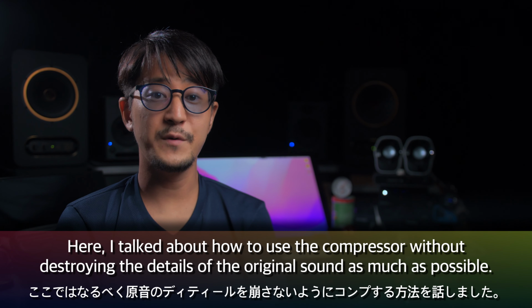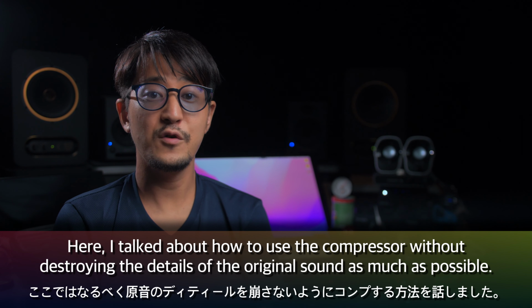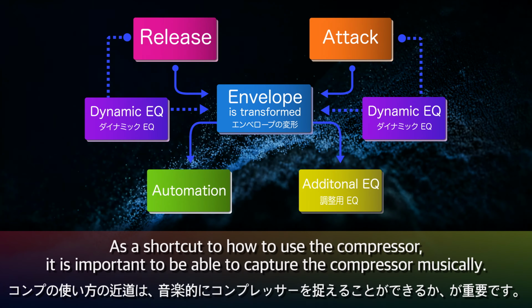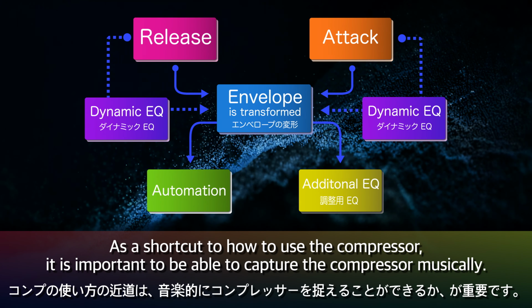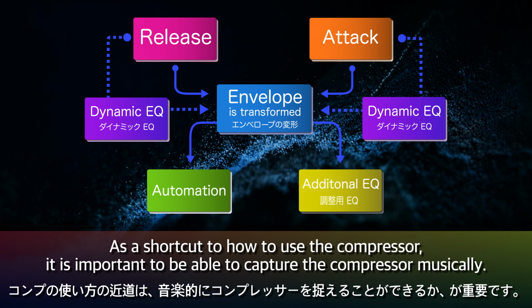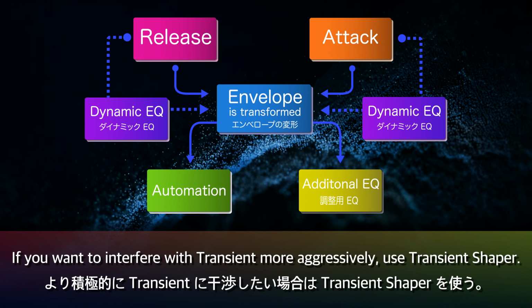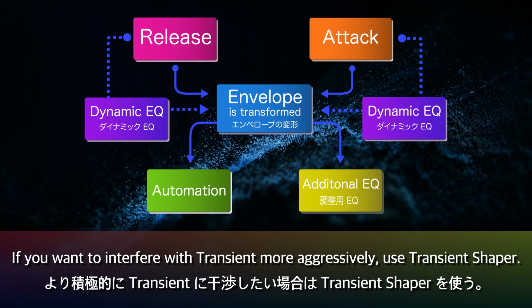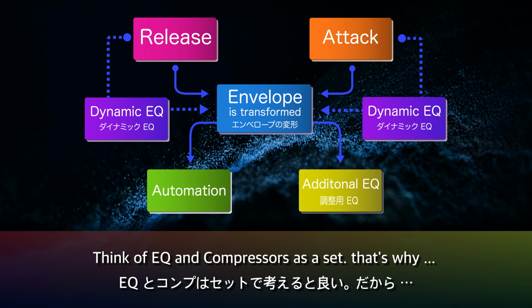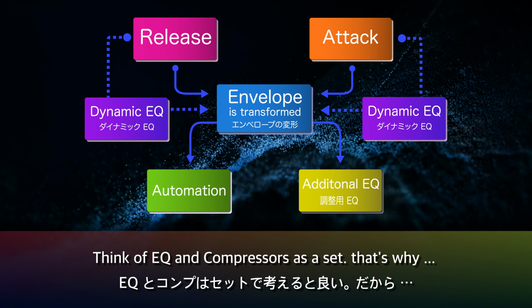Here, I talked about how to use a compressor without destroying the details of the original sound as much as possible. As a shortcut to using a compressor, it is important to be able to capture the compressor musically. If you want to interfere with transient more aggressively, use a transient shaper. Think of EQ and compressors as assets.